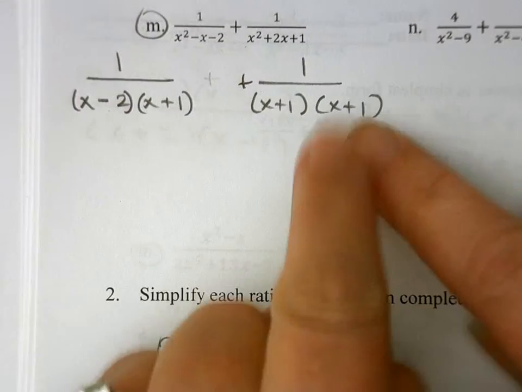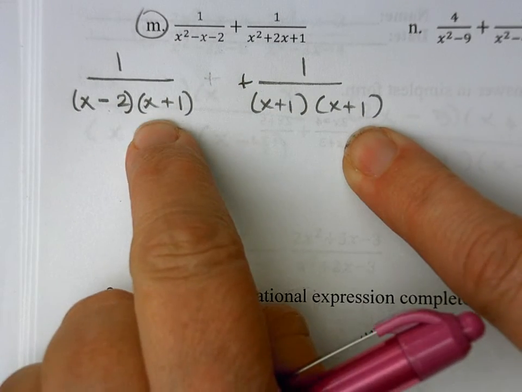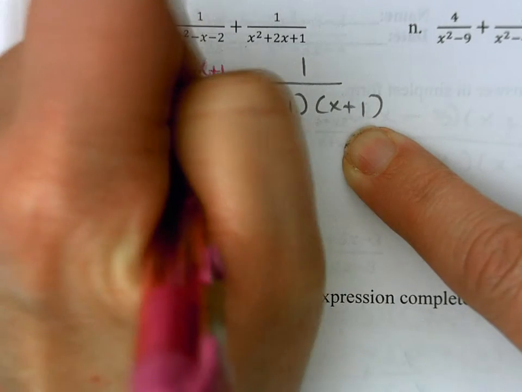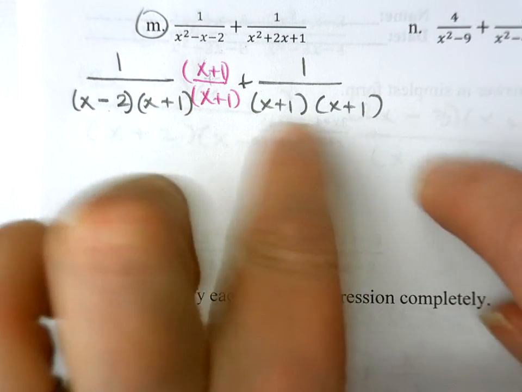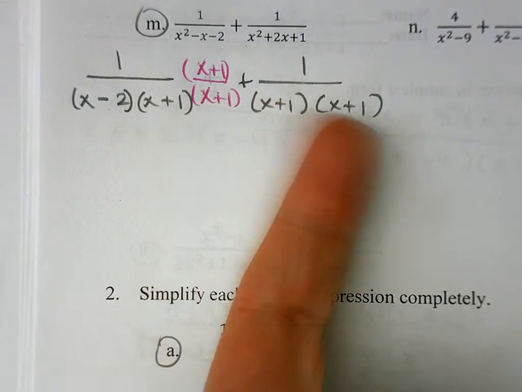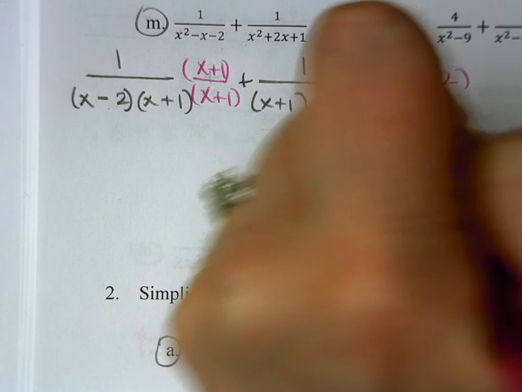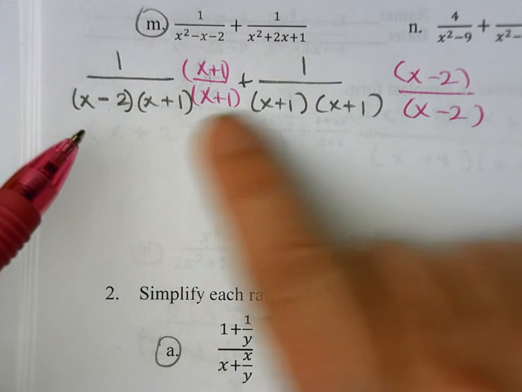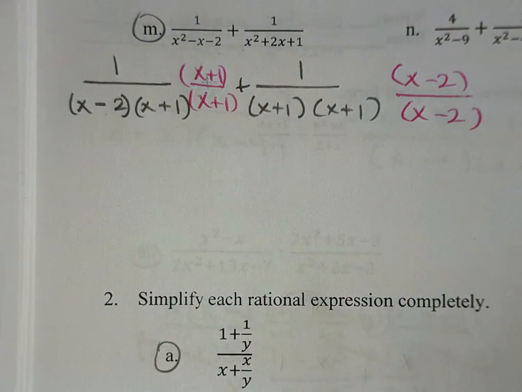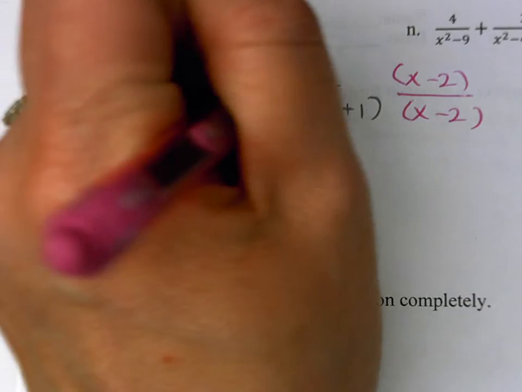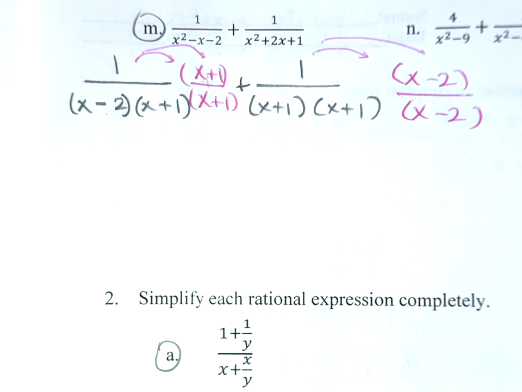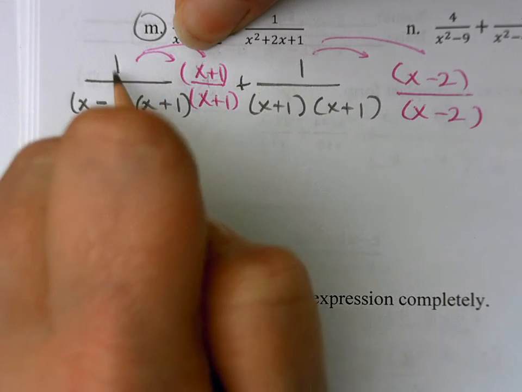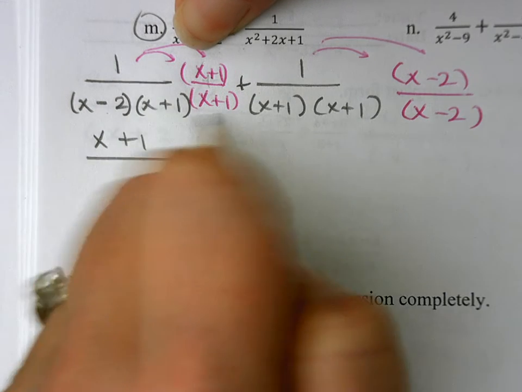So here, this has 2 x plus 1s, but that only has one of them. So then I'm going to multiply by x plus 1 over x plus 1. And so now I have 2 here and 2 there. And then this one needs an x minus 2. So now if I look, the denominators are matching in both fractions. And then I want to distribute the 1 into both. So I'll have 1 times x and then 1 times 1 all over my common denominator.